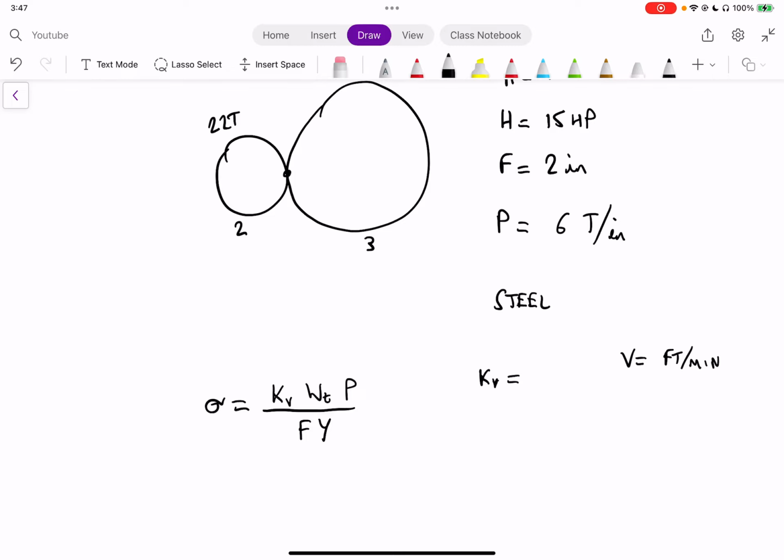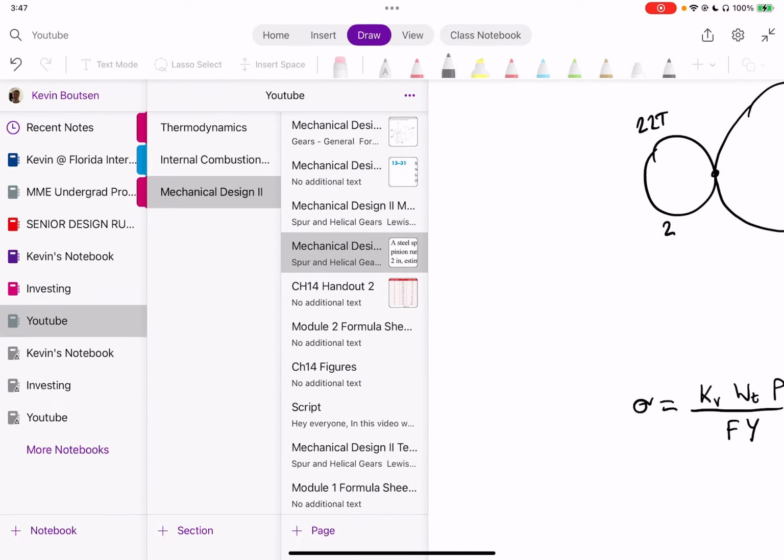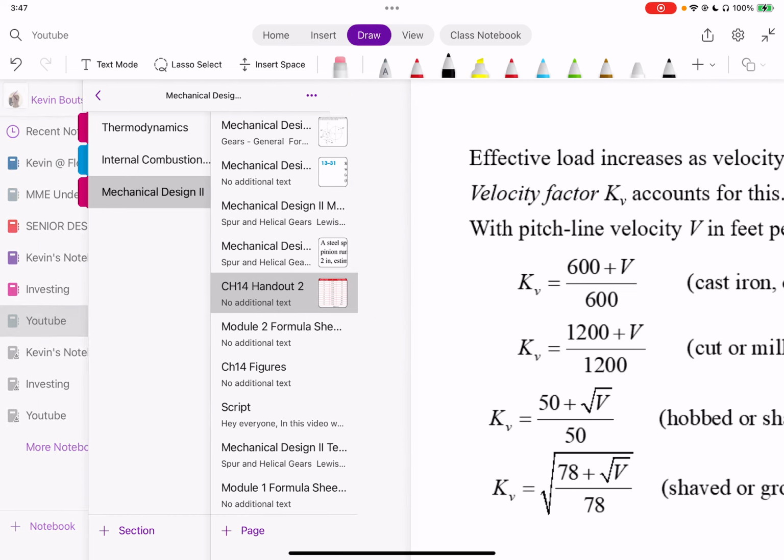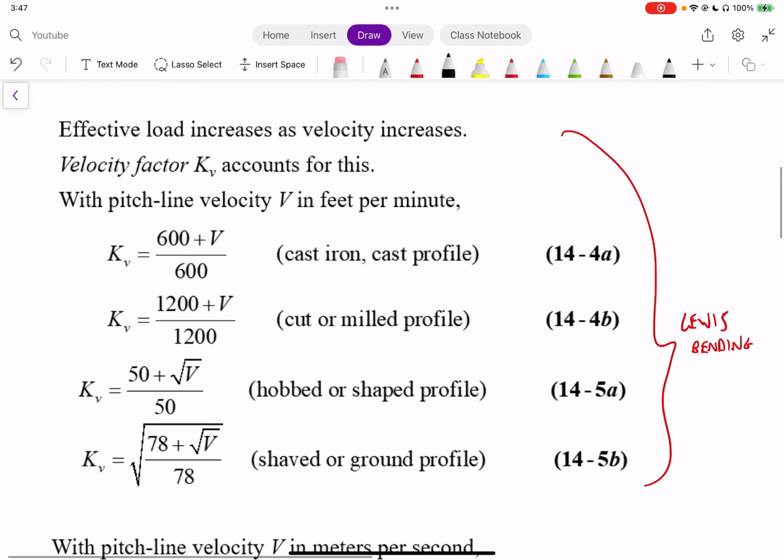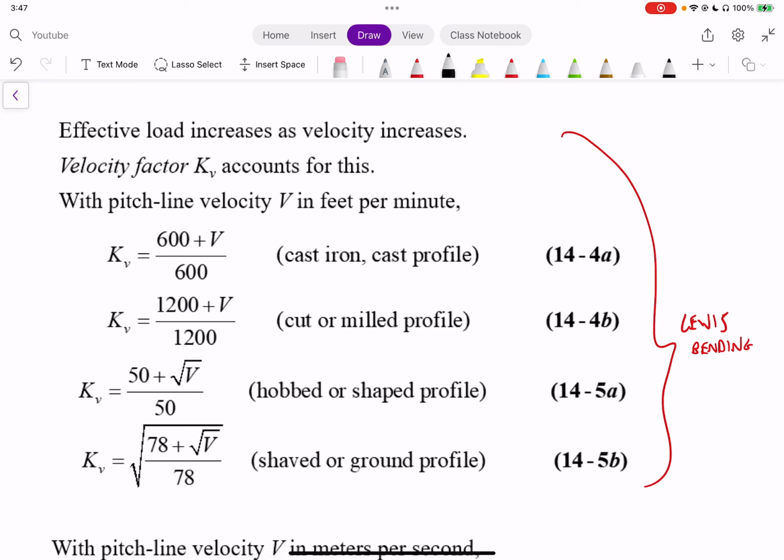And we know that if we go back to our handout, we can see that we're going to use this first set of equations, and then we need to figure out which equation we should use. We're going to use this equation here because we have a steel gear set. The first one has cast iron. The other three are all steel.